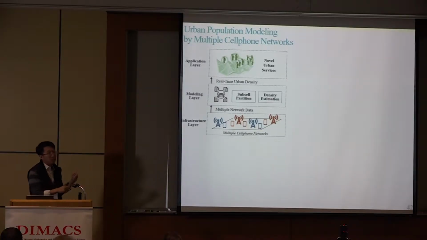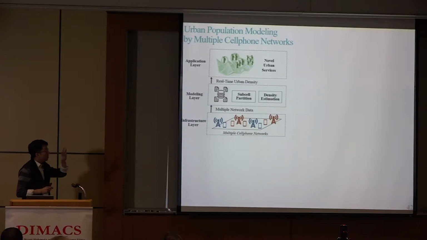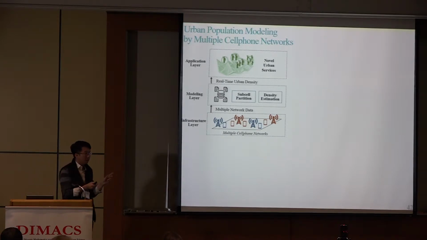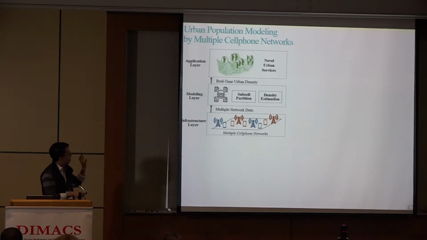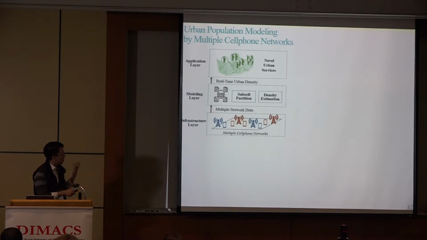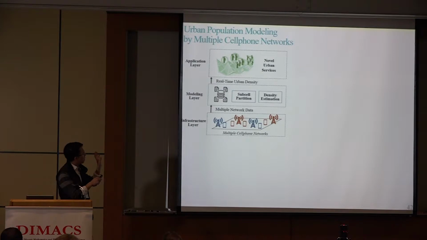But since users use different carriers, it's very common for one city to have different carriers. So if we only use the data from a single carrier, it can introduce some bias and lead to overfitting of the model. So in our work, we try to combine the data from different cell phone networks here, do some partition and some estimation in terms of population and density, and then we design some services.